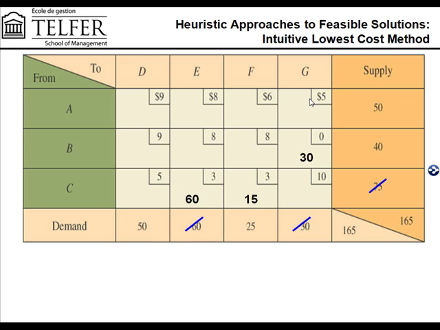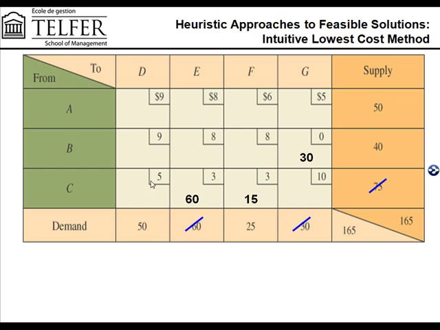So I would like to use the cell from A to G. However, G does not require any more units. I've already satisfied the demand for G, so I don't need to do anything in that cell. The next cell with $5 cost is from C to D. D requires 50 units. C, however, cannot supply any more units. It's already exhausted its supply, so I can't do anything in that cell either.